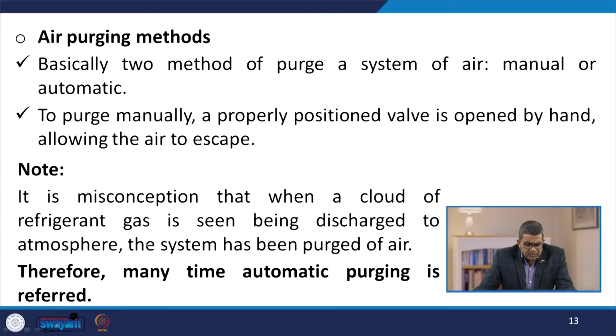Now there are various methods for air purging, and broadly you can say there are two methods of purging a system. One is manual, and the second one is automatic. To purge manually, a properly positioned valve is opened by hand, allowing the air to escape. It is a misconception that when a cloud of refrigerant gas is seen being discharged to atmosphere, the system has been purged of gas. Therefore many times automatic purging is recommended.